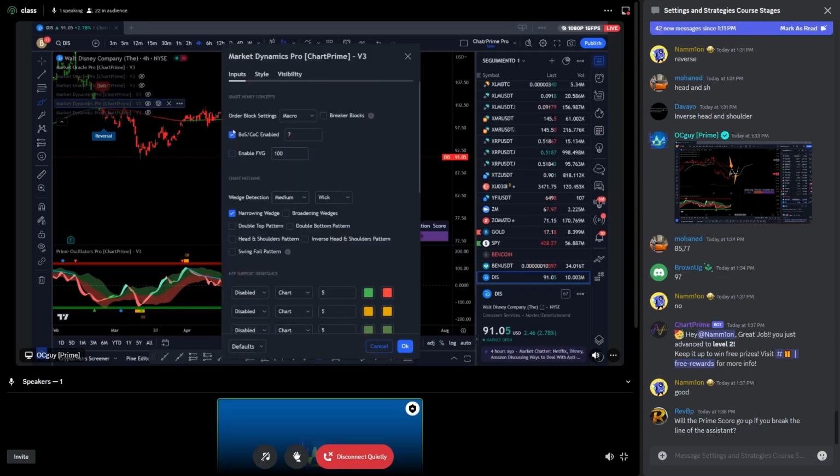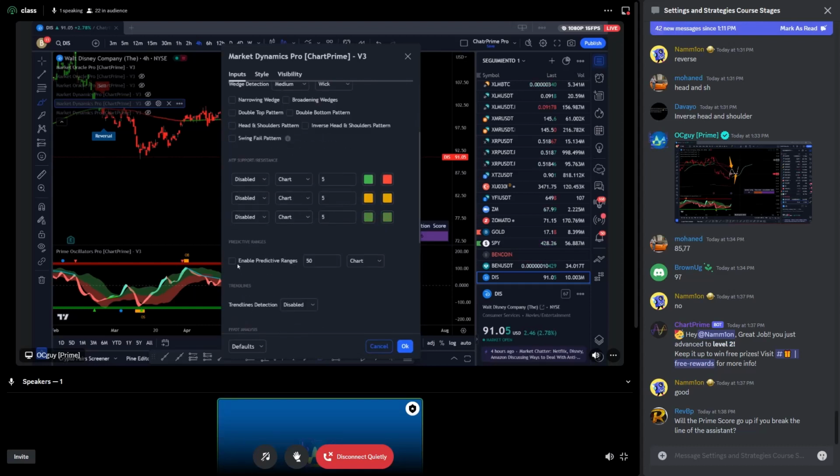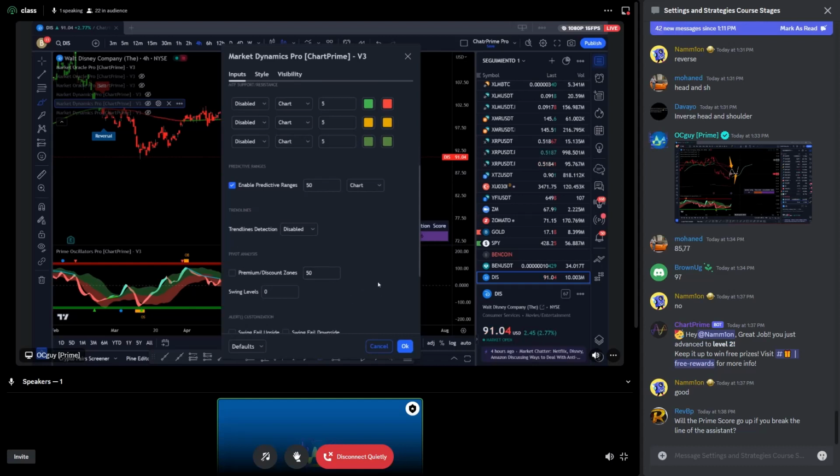Then one of my favorite ones, in this case, let me turn off everything. So off everything but predictive ranges. Love predictive ranges, guys. It's one of my favorite support resistance, and that will be okay.